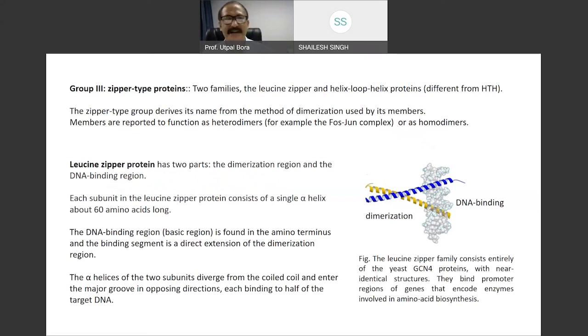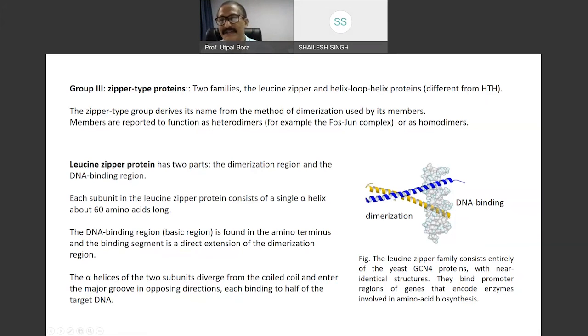So this is the third group, the zipper type proteins. So you have the two families. One is the leucine zipper, and the other is the helix loop helix proteins. And you can see this figure on the right, the yellow coil and the blue coil. You see a portion which is binding to the DNA, and you see another portion which is close to one another. That portion is the dimerization module or the dimerization zone, and the other area is the DNA binding zone. This is very interesting.